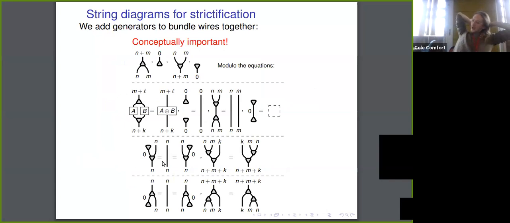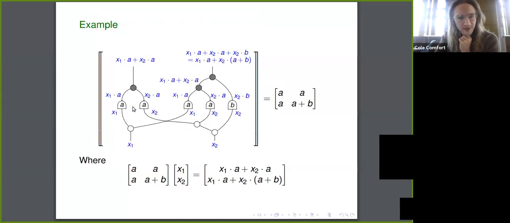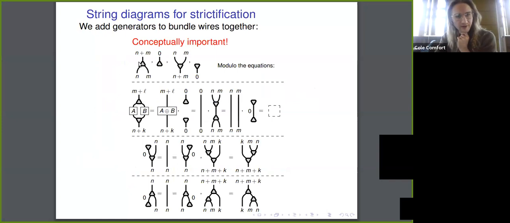But what I am also concerned with here is not just props where there's only one type of generating wire, but I want to add generators that allow you to bundle wires together. So when I do this, I will draw the wire thick, whereas here these wires are much thinner. And then, if you see this generator here, it takes two wires, one with n wires in it and one with m, and it bundles them together so that now you have n and m wires together. And then you impose these equations.